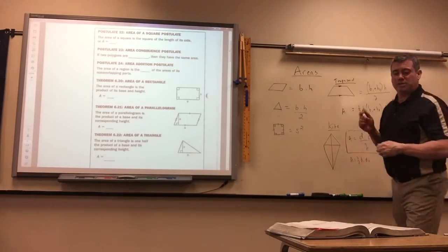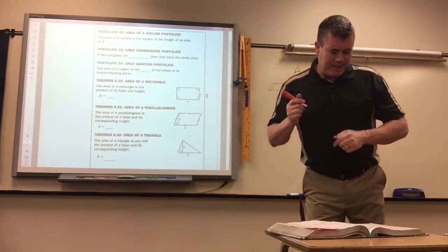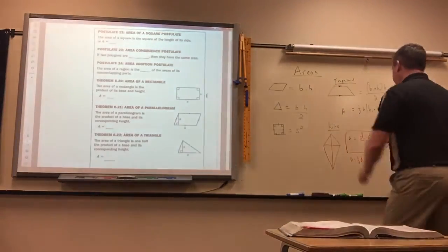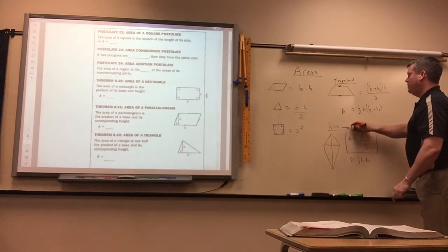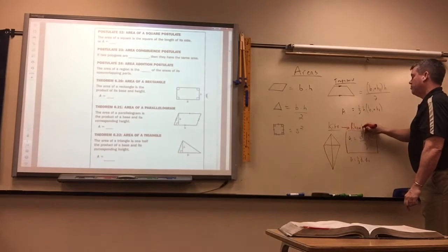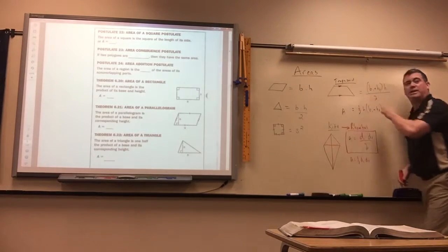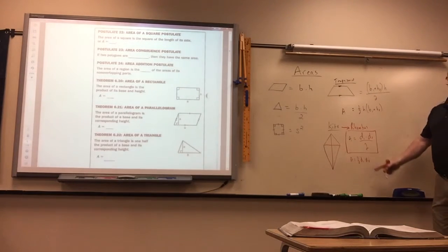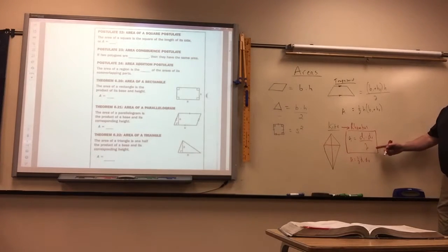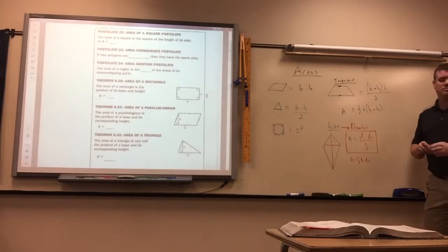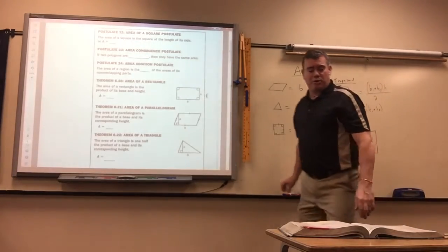Now, this formula also works on a rhombus. So a rhombus, you got 2 possibilities. You can just go base times height, but if they give you the diagonals, you can use this formula on a rhombus also. The diagonal times the diagonal divided by 2. So that's what we're doing today.